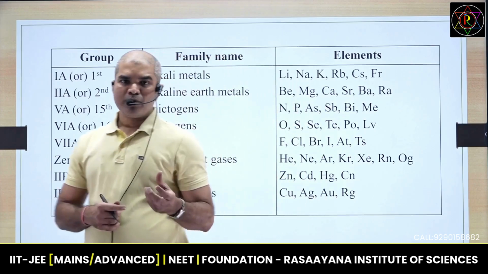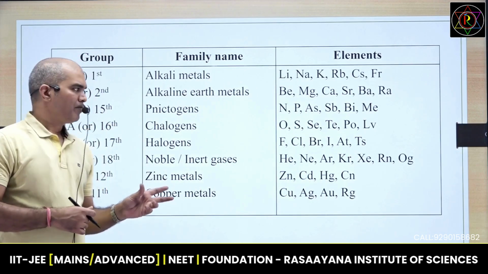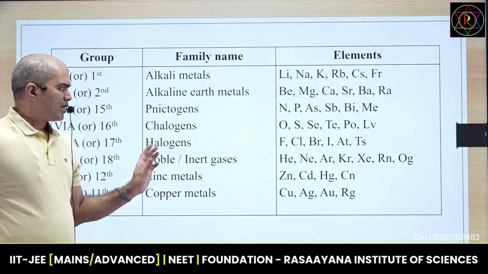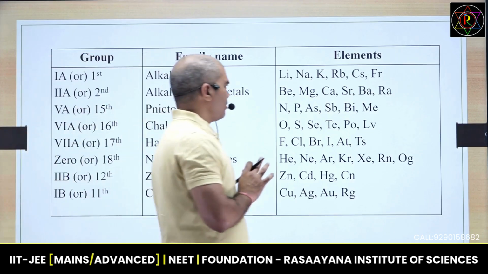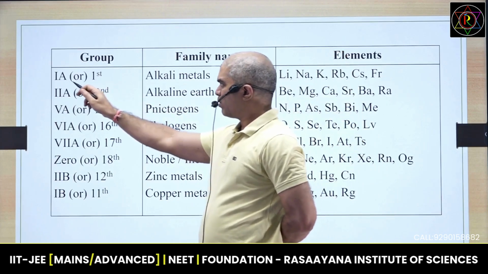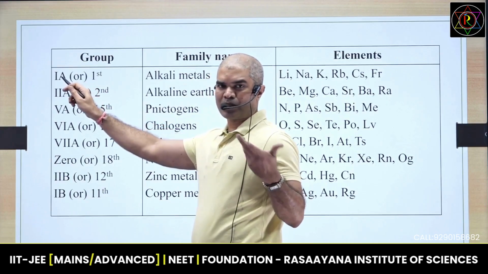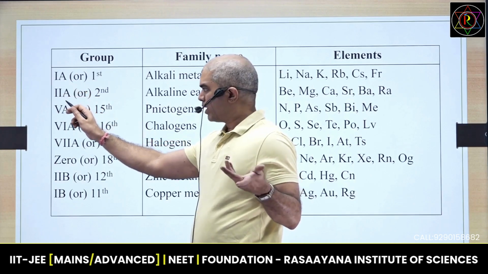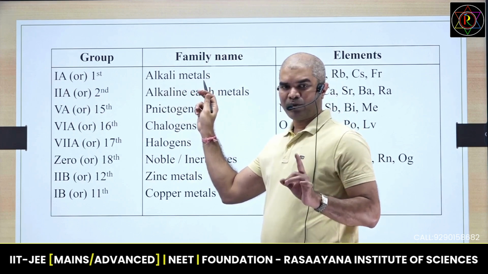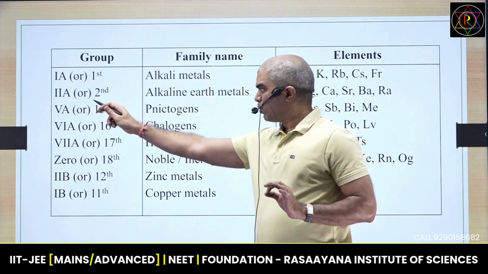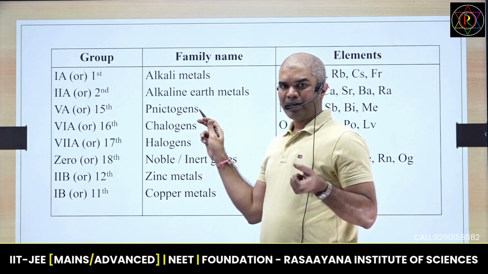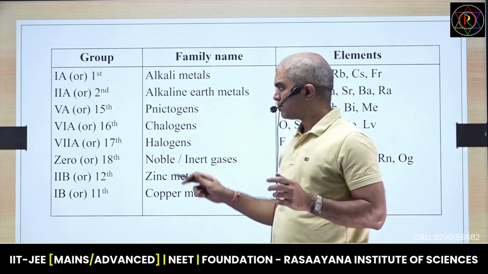There are a few common names for some groups. This you have to remember. When we discuss individual groups, you will come to know why they got those names. But just for the explanation point of view, what are the various groups and what are their family names? 1A group, very commonly we call it as 1A group. We generally don't call it as first group. We call it as 1A group, 2A group. So 1A group are called as alkali metals. 2A group are called as alkaline earths or alkaline earth metals.